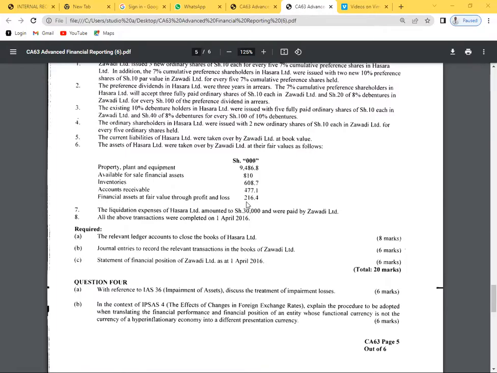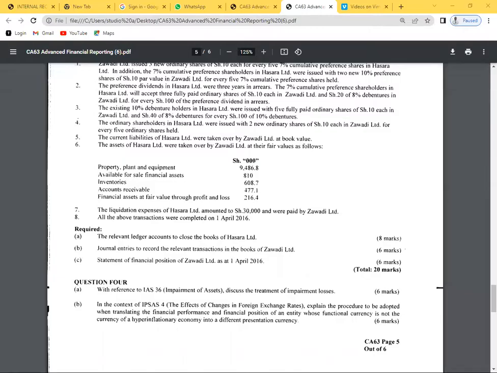So far, if you want to know that this is quite a crazy one, since I started, I've taken how many minutes? 20 minutes, doing out of nothing. That is AFR for you, right? The relevant ledger accounts to close the books of Hasara Limited.